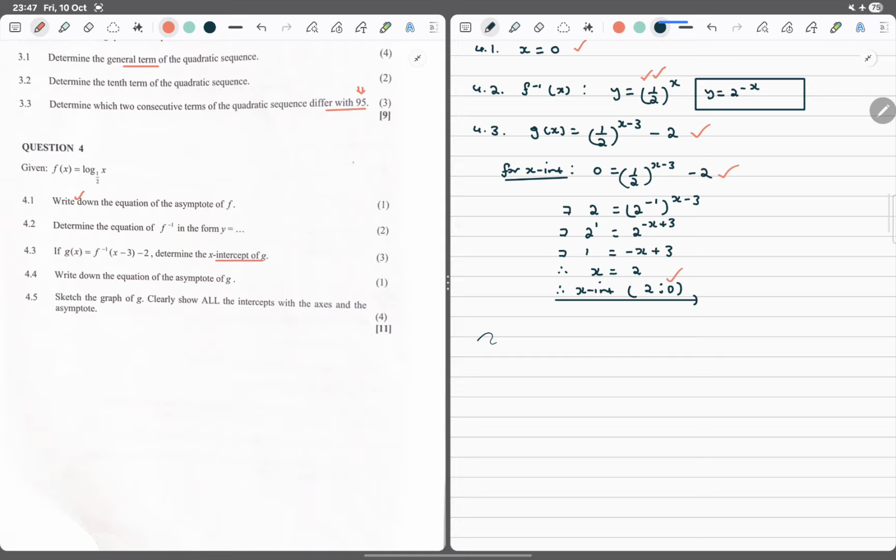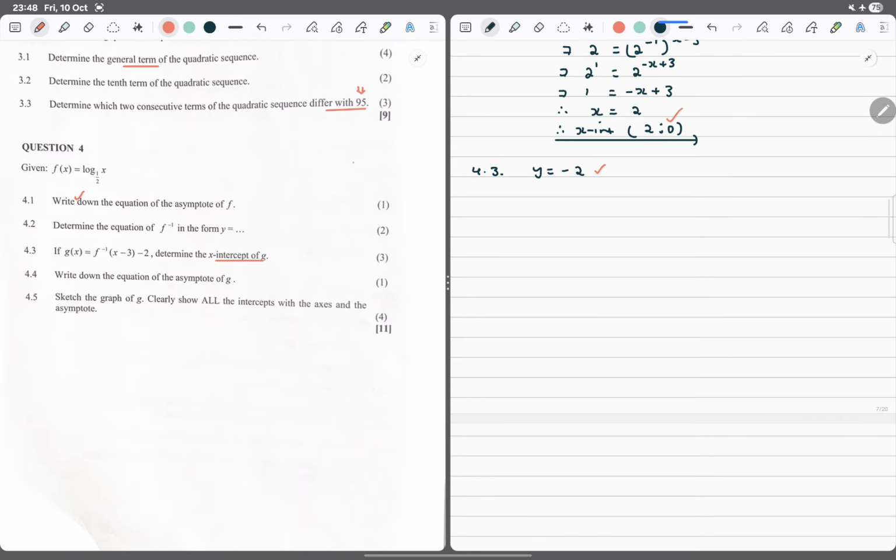Okay, so we've got 4.3. We are to write down the equation of the asymptote of g. Remember, this is an exponential function, so the asymptote is given by the constant term. It has a horizontal asymptote, so this is defined by y is equal to minus 2. Easy 1 mark.